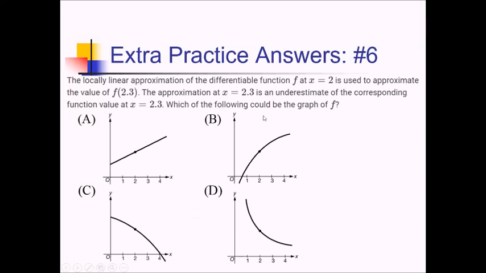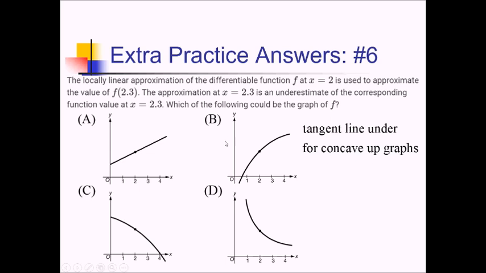For this problem, they're saying that the locally linear approximation of the differentiable function f at x equals 2 is used to approximate f of 2.3. The approximation is going to be an underestimate. We want to know which of the following could have been the graph of f. So this is all about knowing what kind of functions a tangent line approximation will underestimate. And you might remember that a tangent line is going to underestimate a function that is concave up.